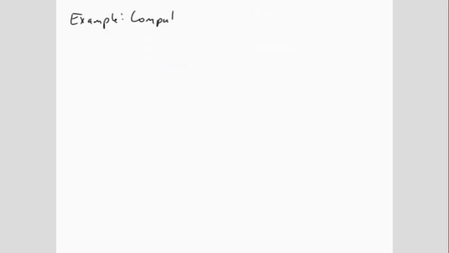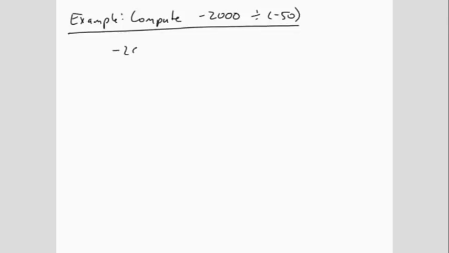Example, compute negative 2,000 divided by negative 50. We have not discussed how to deal with many zeros and negatives at the same time, but in a certain sense, you should already know what you need to do. Negative 2,000 divided by negative 50 is the same as negative 200 divided by negative 5. And we do this by regrouping into groups of 10. Negative 200 divided by negative 5 is a negative divided by a negative, so the final answer will be positive.